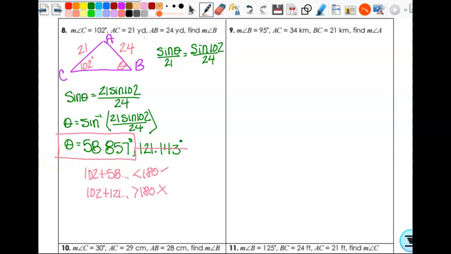And it's not working because every triangle can only have one obtuse angle. I already have an obtuse angle here, so I can't have another one. That's why it makes it more than 180 and why it fails. What questions do you have? You got a question? You sure? Okay. All right. Y'all do number 9 on your own.